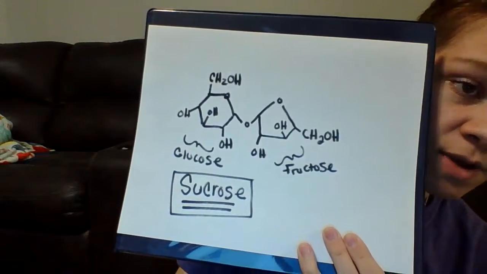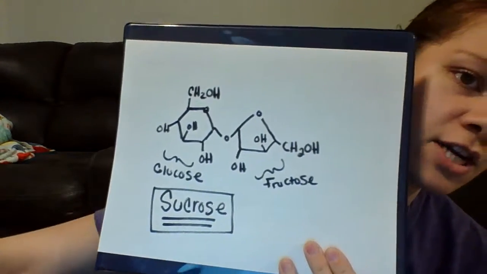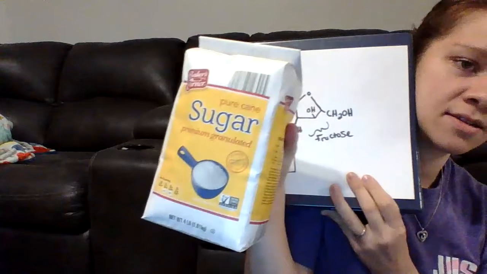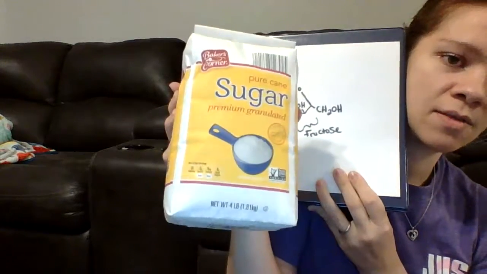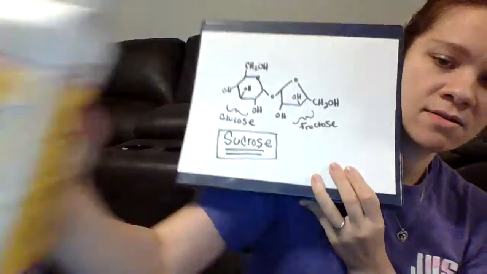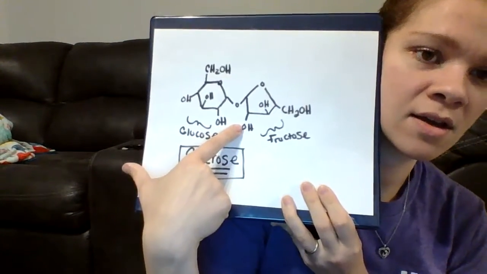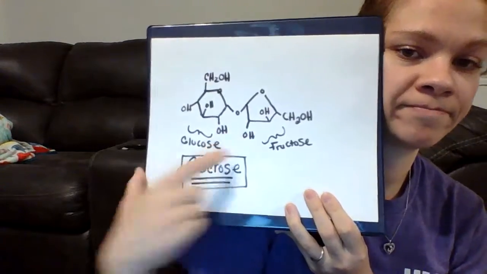And you might recognize sucrose. You might have it in your kitchen. It looks like this. It's sugar. So the molecules that make up this sugar right here look like this, if you were to look at them under a special kind of microscope.